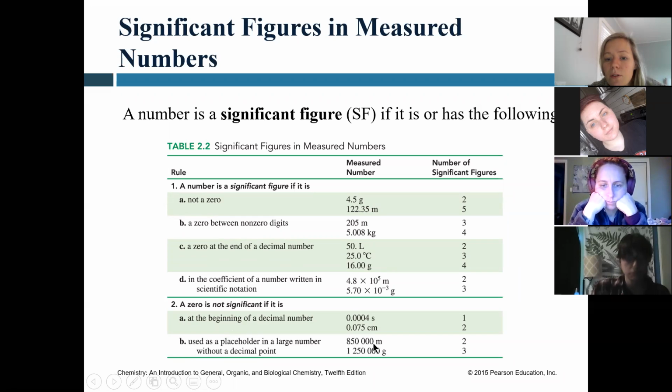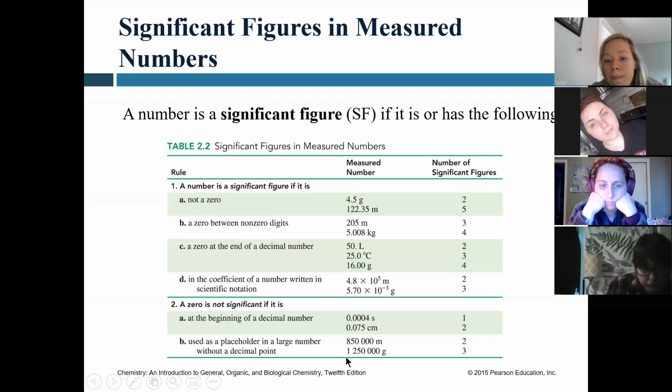There's no decimal here though, so I don't know if these zeros are precise or if the person measuring it only measured it to the tens of thousands place. Were they really loosey-goosey and just saying, oh, it's 850,000, or is it precisely 850,000? I can't actually tell you that. So I have to go with what I know for sure, and I know for sure these two numbers are significant. So this would be 2 sig figs.